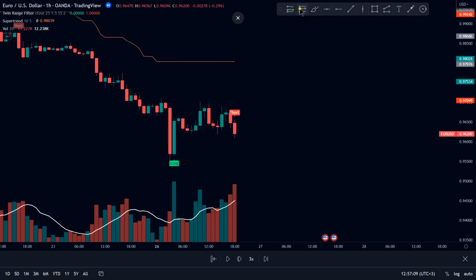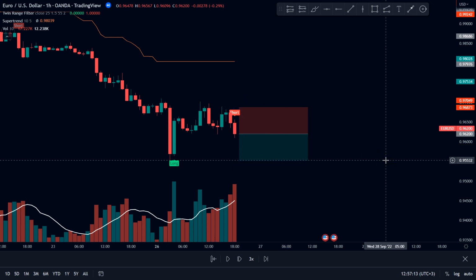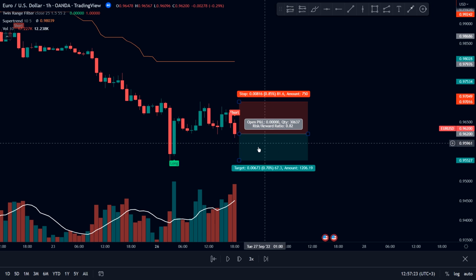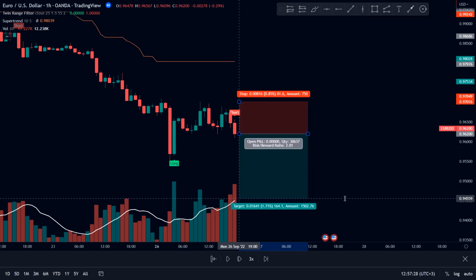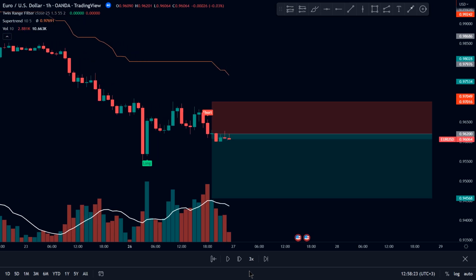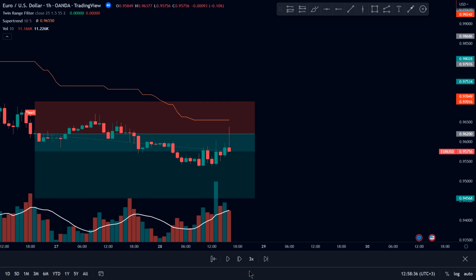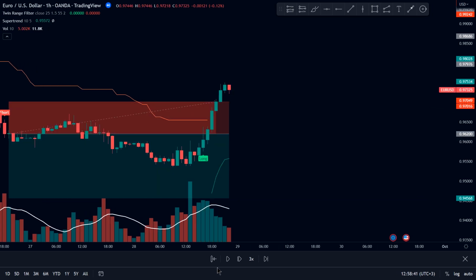We enter a short trade here, set our stop loss above the most recent swing high, which is this one right here. And for the take profit, we're gonna set it at 2 times the risk. We let this trade run and, well, it didn't hit take profit. It actually hit stop loss.